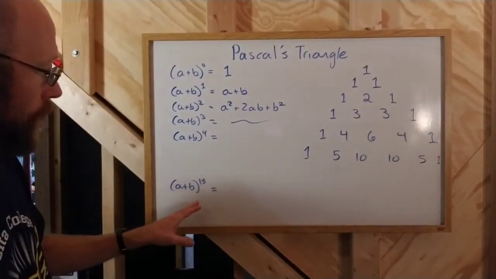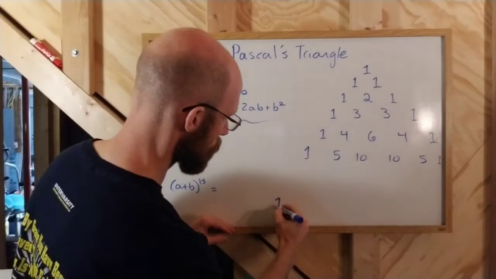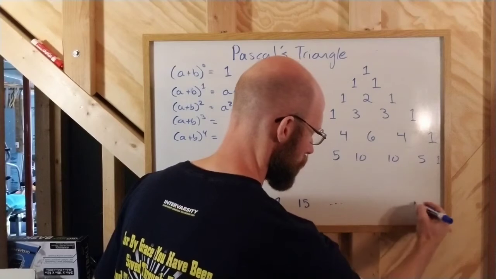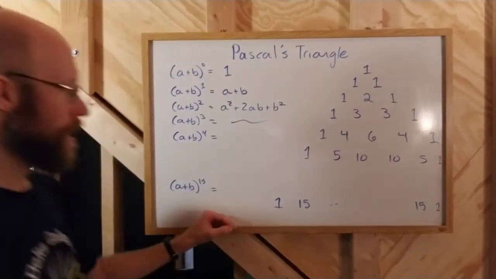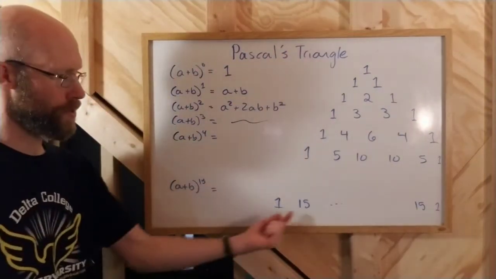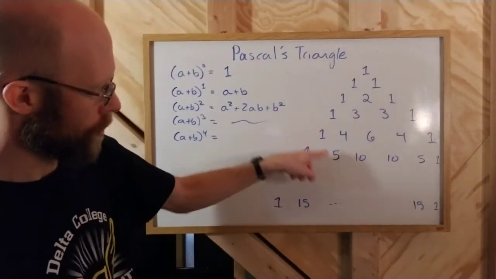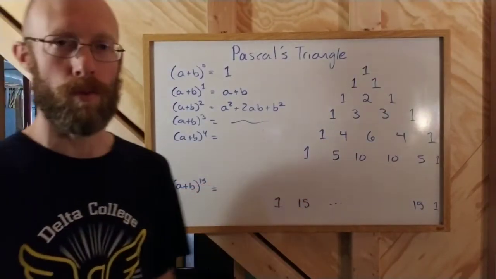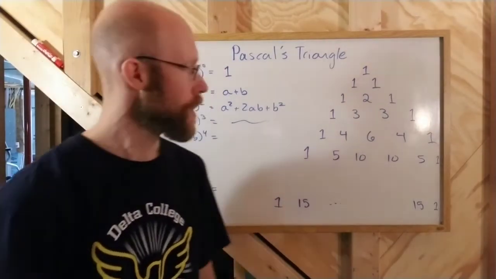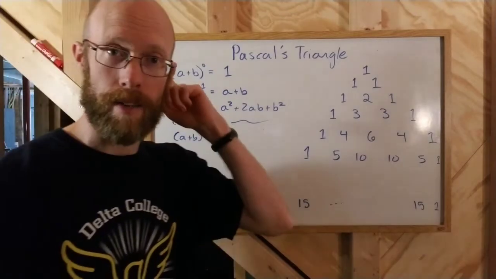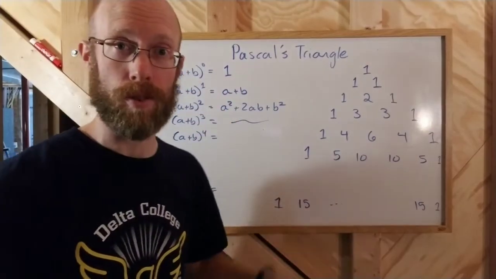What I would do then is I need the row that starts 1 and then 15 and ends down in the end with a 15 and a 1, because it's the 15th power. So the second number in is always that power. Obviously, you're just adding 1 to the previous row, right? So that works out to get that. You know which row you're going to hit. Then you just need to calculate down to it. Okay.